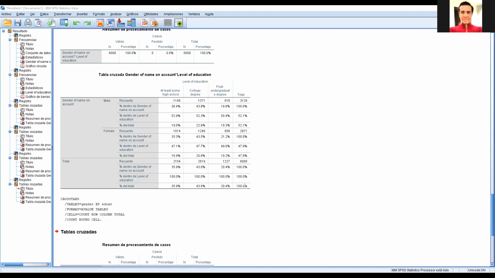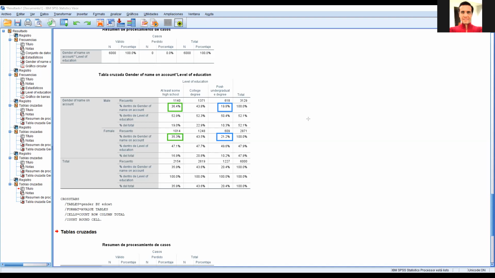Now let's compare the relation, okay? Let's compare the relation at some high school in each one of them. Now the difference, I hope you can see it, it's only 1% in each one of them. More males have at least some high school. And now let's compare it with undergraduate degree.